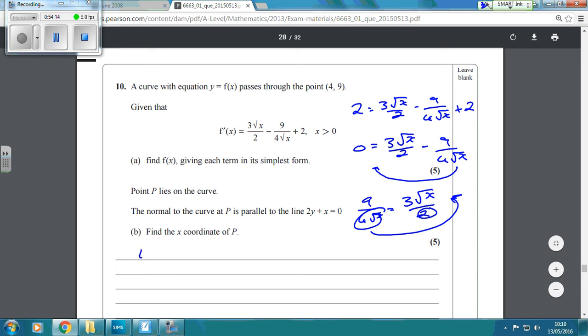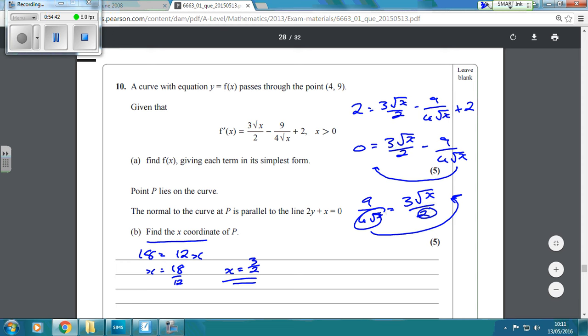we get 18 equals, okay, 4 times 3 is going to be 12. Root x times root x is going to be just x. And then we divide by 12, so we get x equals 18 over 12, which if we simplify by dividing through by 6, we get x equals 3 over 2. And that is our x-coordinate of P.